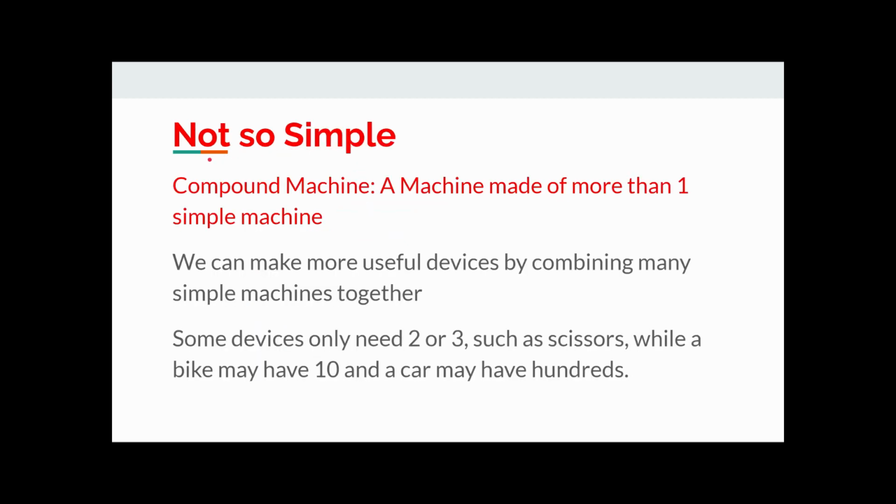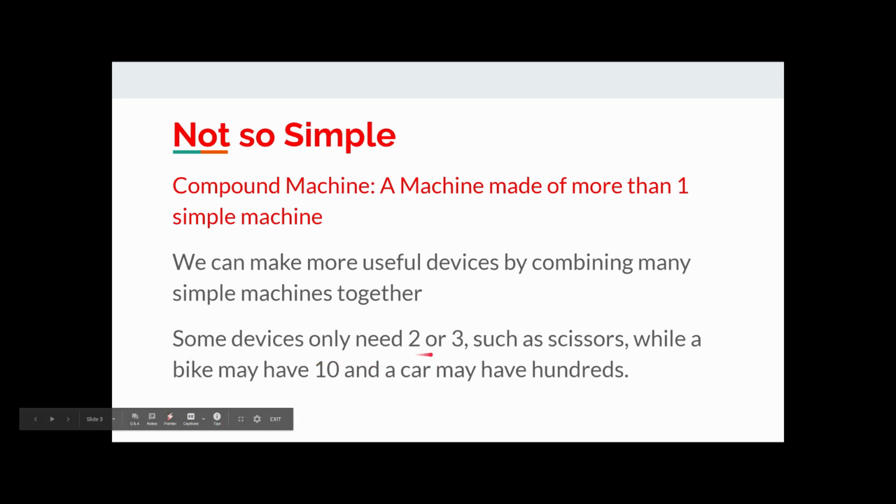So, a complex machine or a compound machine is a machine that's made from more than one simple machine. So, if you combine multiple simple machines into one individual part, or one individual tool, that tool is then called a compound machine. So we can think about some tools like scissors.